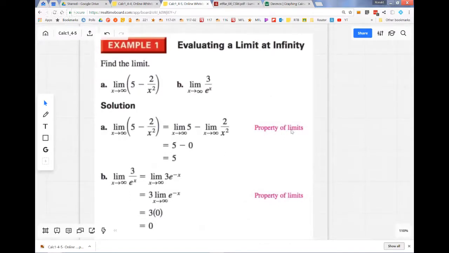So example 1, what's the limit as x approaches infinity of 5 minus 2 over x squared? So what's the limit of 5 as x approaches infinity? Well, it has nothing to do with x. So that's just 5. But that's like powerless, because what's the limit of 2 over x squared as x approaches infinity? As x approaches infinity, that denominator is going to be huge. And what's 2 over a huge number approaching? It's approaching nothing.